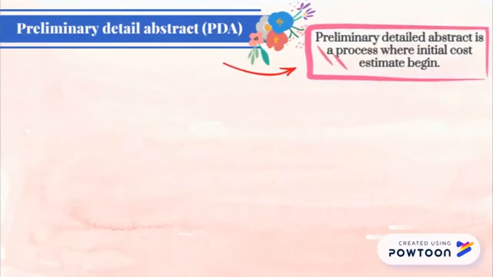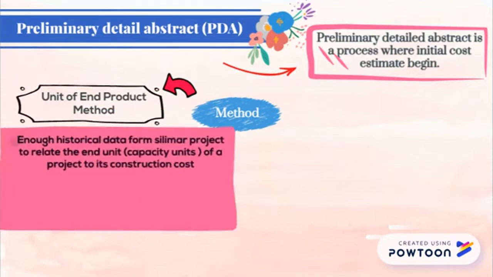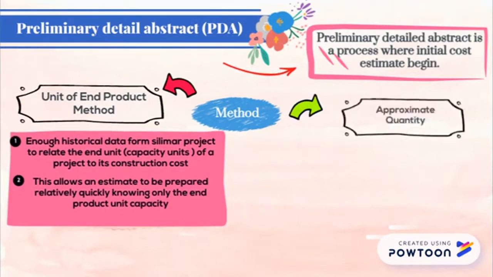Preliminary detail abstract is a process where the initial cost estimate begins. Two methods used are the unit of end product method and approximate quantity.